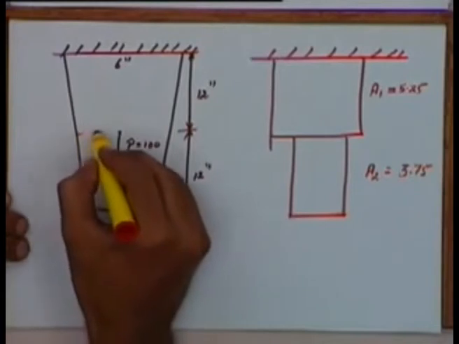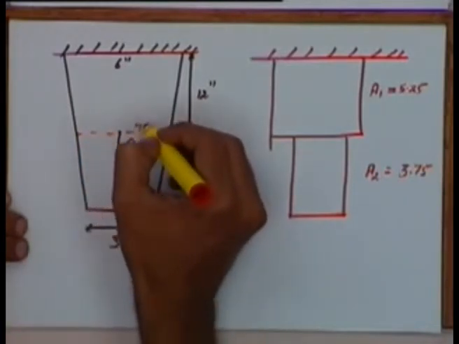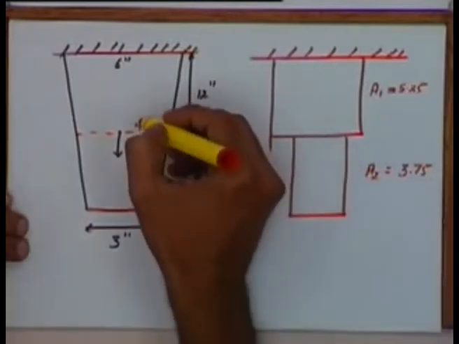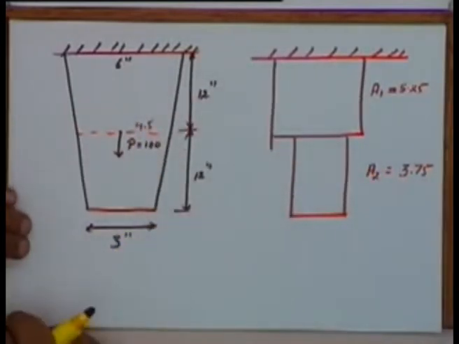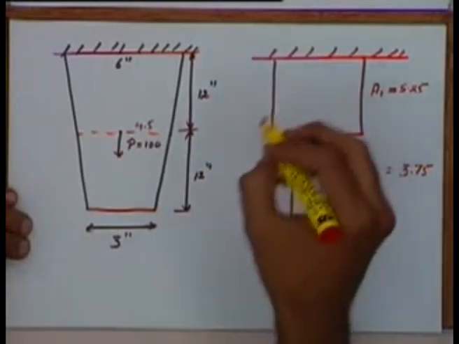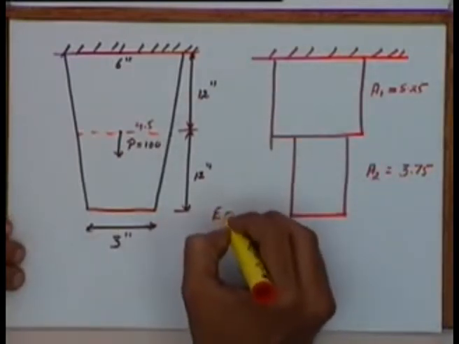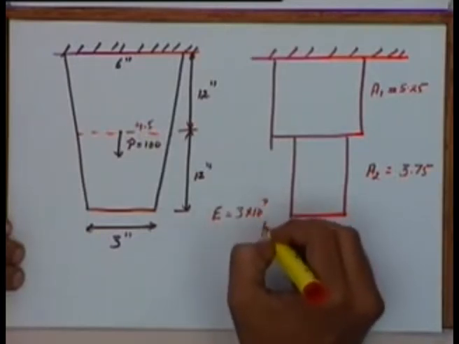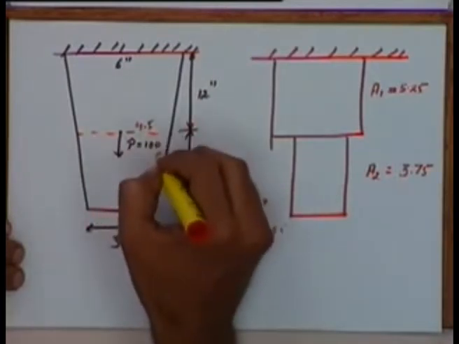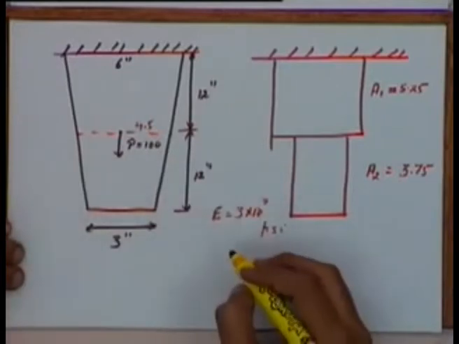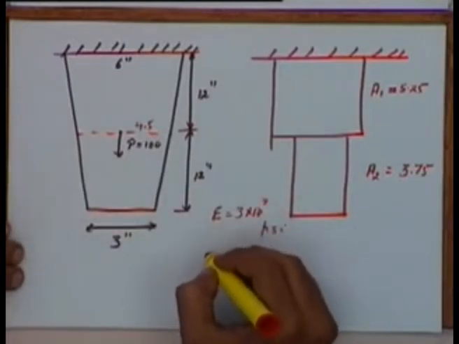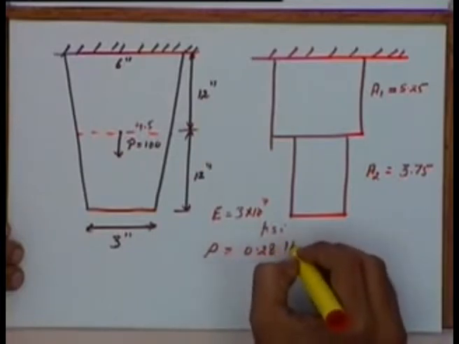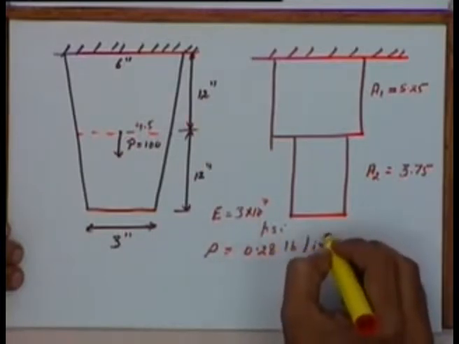Okay, basically at this point it is 4.5. So this 5.25 is the mean of 6 and 4.5. 3.75 is the mean of 4.5 and 3. Okay, and I think we have taken E to be 3 into 10 to the power 7 psi. This is also in pounds, and we have taken rho density to be 0.28 pounds per cubic inch.